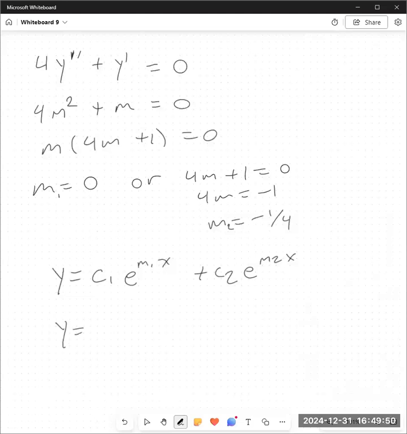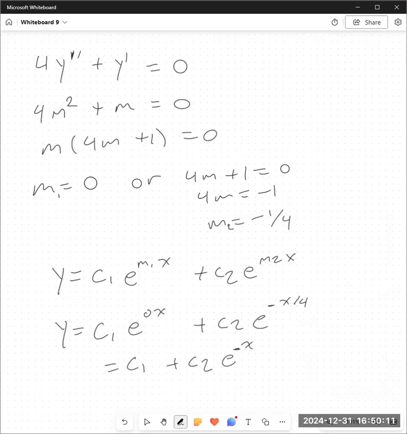So my y is going to be equal to c1 e to the 0x plus c2 e to the negative x over 4. Well, e to the 0x is e to the 0, that's just 1. So this is the same thing as c1 plus c2 e to the negative x over 4.